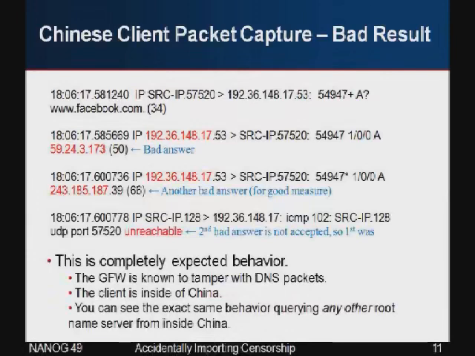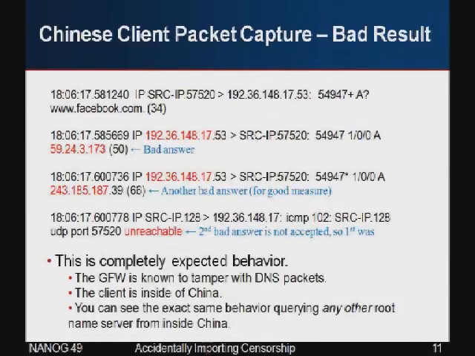So this is expected behavior. This is something that's been well documented on Chinese networks. This is a client inside of China, and you see the same behavior for any root server or just about any DNS query. So this isn't specific to a root server.